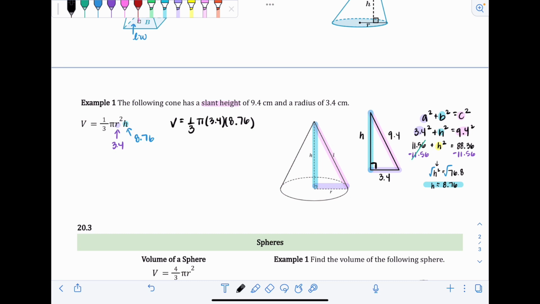So I'm going to go ahead and take out the pi and put in a 3.14 right away. So 3.14 times 3.4 for the radius times 8.76. And then I'm going to multiply all three of these together. So it'll be equals 1/3, and then we'll multiply all those together. So 3.14 times 3.4, and then times 8.76. So all those multiplied together ends up being about 93.52.